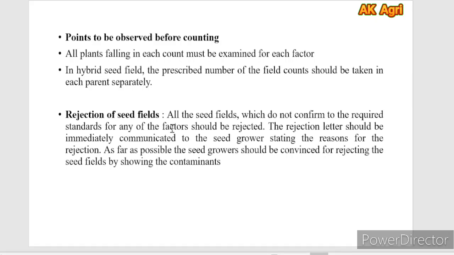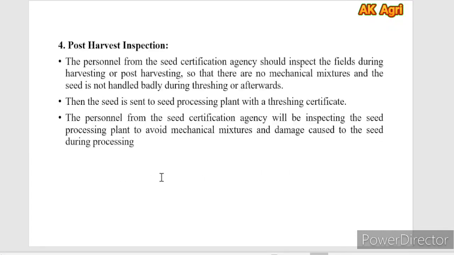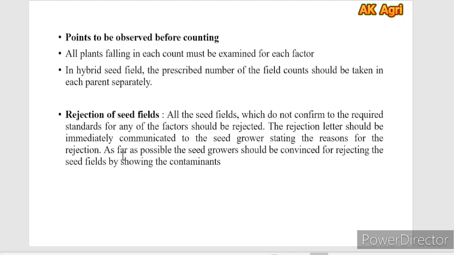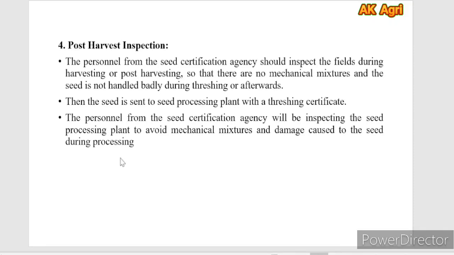Then the rejection of the seed field. If the field is not conforming to any required standards for any factor, then the field inspector has the power to reject the field. The rejection letter should be given to the grower immediately, showing the reasons for the rejection, and the grower should be convinced of the rejection of the seed field by showing the contaminants. So this is about the third phase, that is field inspection, and some of the points related to field inspection. Now let us see the fourth phase of seed certification, that is the post-harvest inspection.